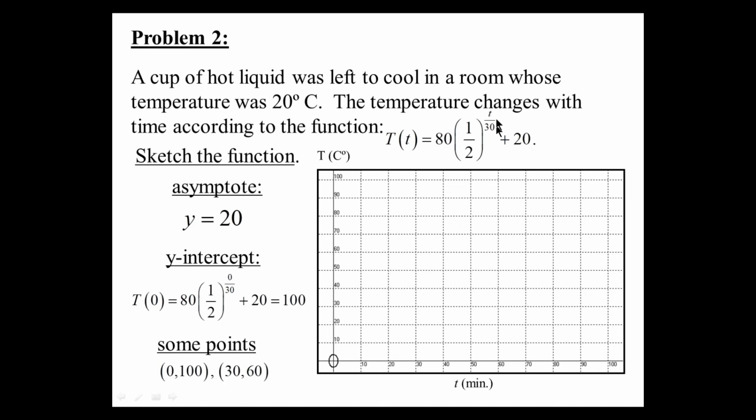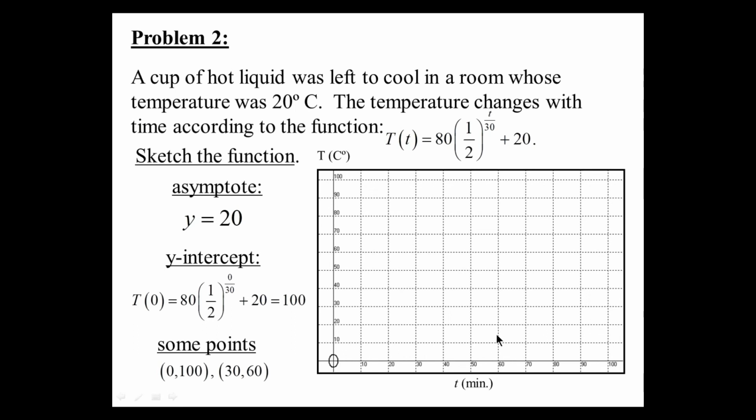You could get more points. You could sub in 60 and see what you get. Let's do it. 60 over 30 is 2. And a half squared is a quarter. And 80 times a quarter is a quarter of 80. That's 20. And 20 plus 20 is 40. So this has to go through, I didn't mention it, but it would have to go through 60, 20. Goes through 60, 20.